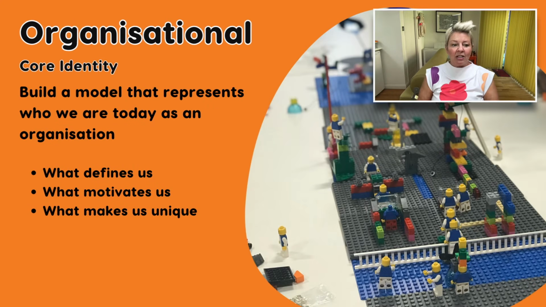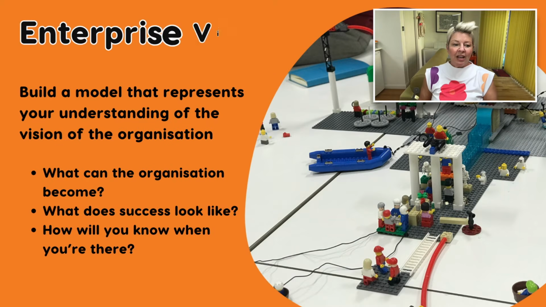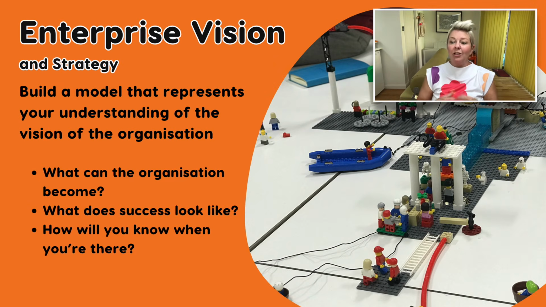And so, this might be the sort of question. You might start with the core identity of the organization, build a model that represents who we are today, what defines us, what motivates us, what makes us unique. And then you might move on to the vision of where you want to go to. Here I've got another video. So this is a video of enterprise strategy, core identity.